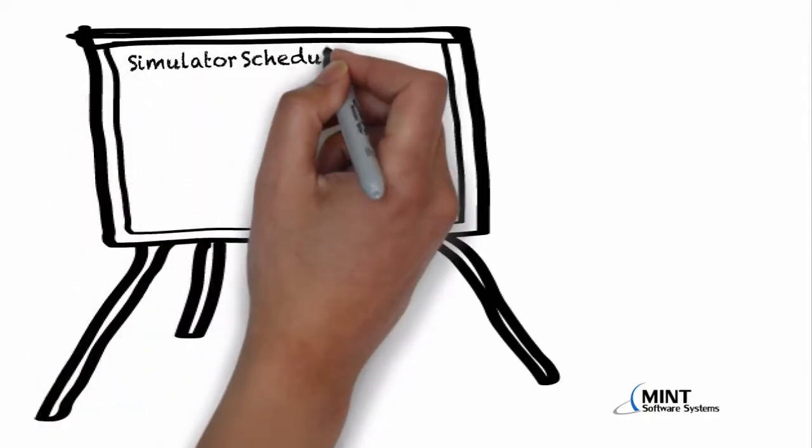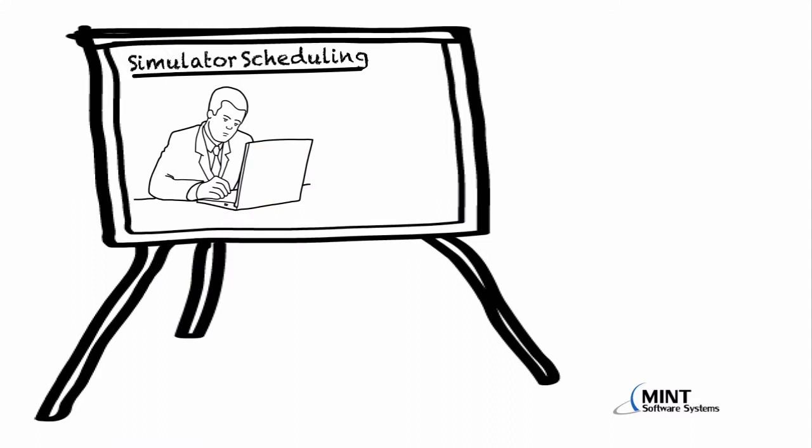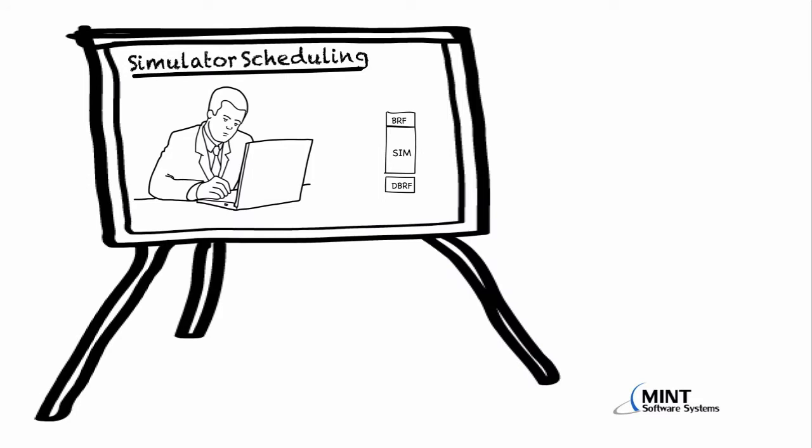This tutorial is about simulator scheduling. This is our flight training scheduler, and the first thing that he has to do during the scheduling process is to lay out the sim session with briefing and debriefing. The question here is, into which time slot will he put the sim session?